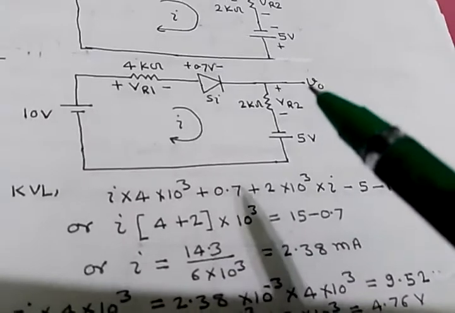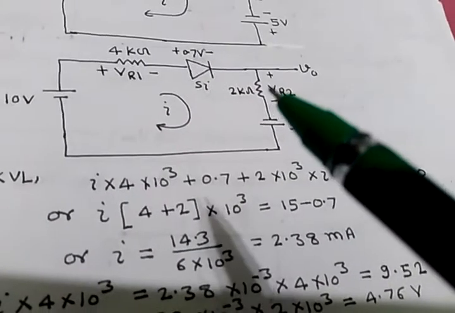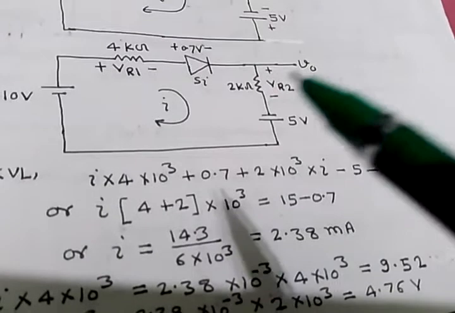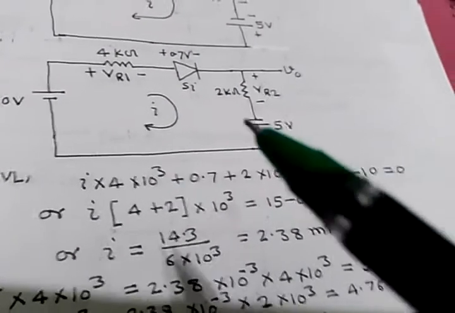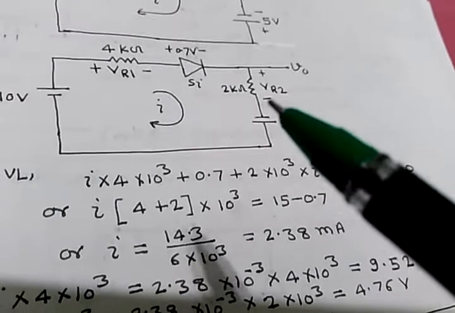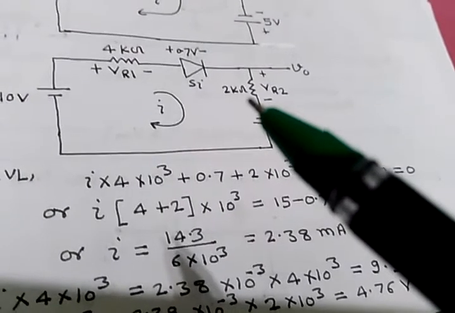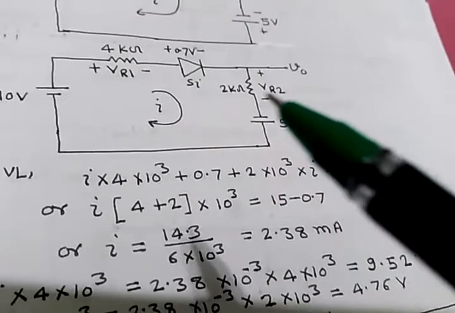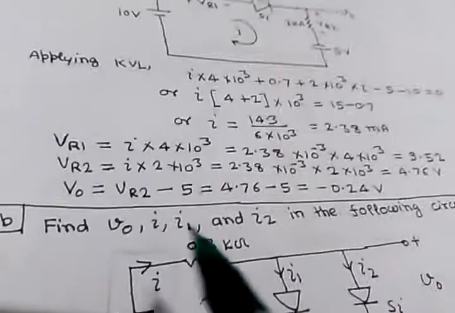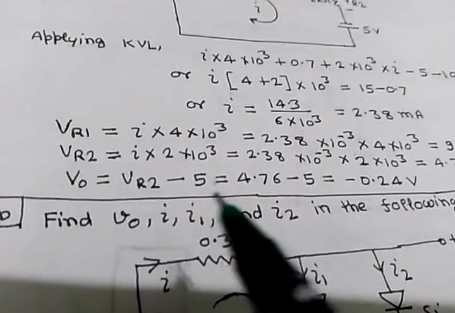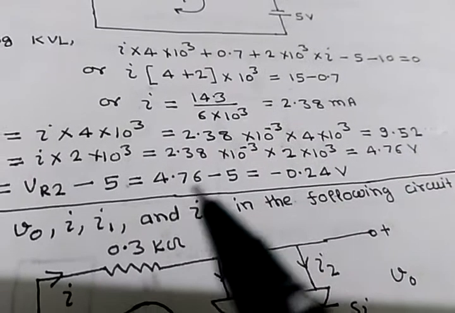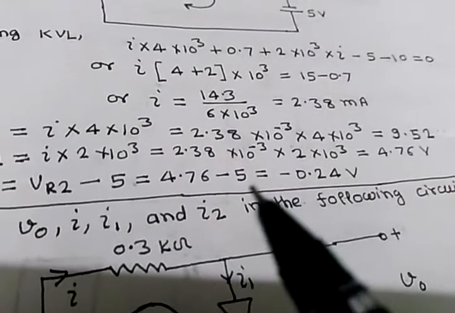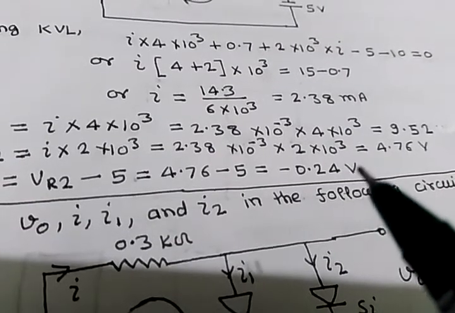VO. See here, the voltage across this resistor is VO minus 5, and it will be equal to I into 2 kilo ohm, I into 2 into 10 to the power 3. So VO will be VR2 minus 5, and VR2 we have calculated here as 4.76. So 4.76 minus 5 will be minus 0.24 volt.